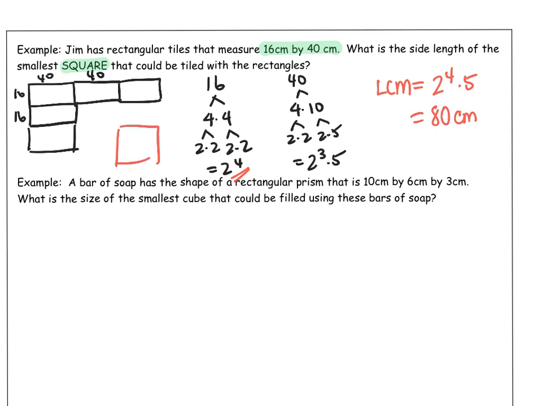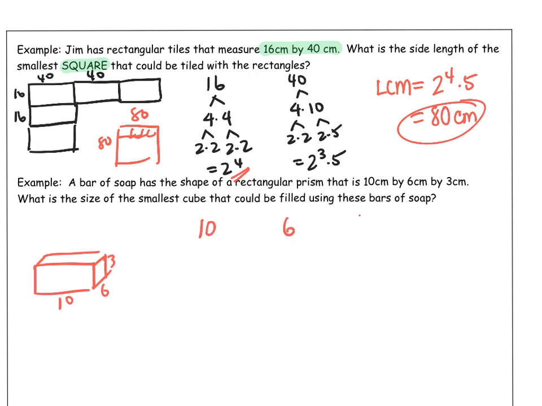So if I had one that was 80 by 80, I could fit all my little rectangles inside of there. Okay, a bar of soap has the shape of a rectangular prism that is 10 by 6 by 3. What is the size of the smallest cube that can be filled up? So this is essentially the exact same thing. I have a bar of soap that is a rectangular prism, which is 10 by 6 by 3, and I want to stack them in a box in order to create it. So it's the same idea.